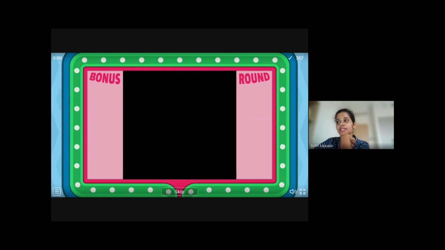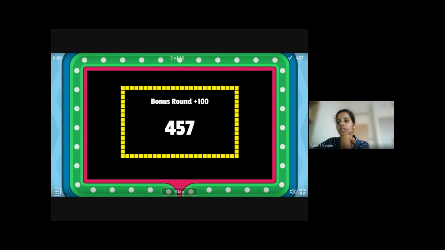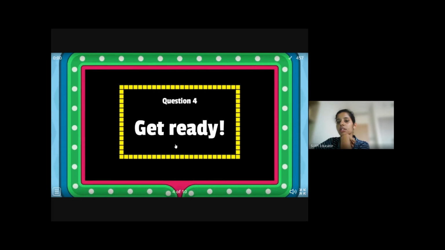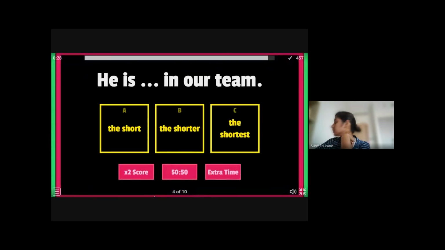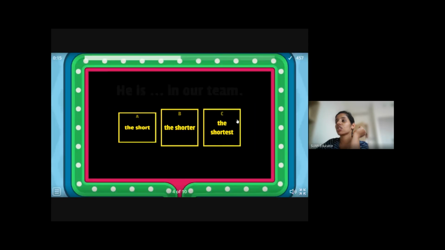This is the bonus round. You get stuff to shuffle now. And then we can pick one. Which one? Let's pick this. And we got plus 100. Okay, he is dash in our team. Okay, and now it's again comparing the whole thing to the team. So it has to be the superlative. So he is the shortest in our team.